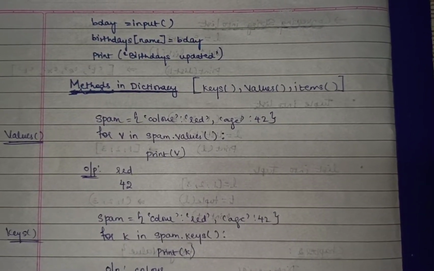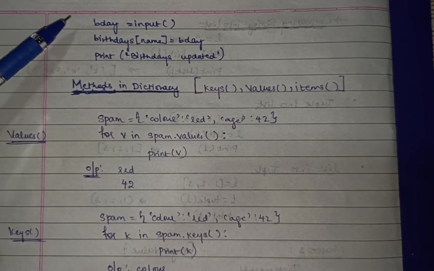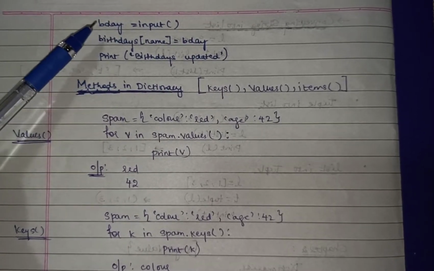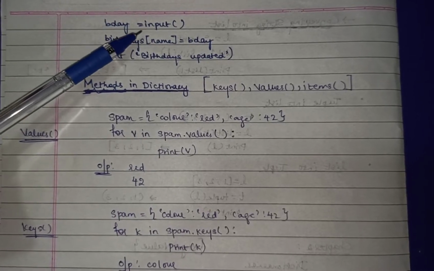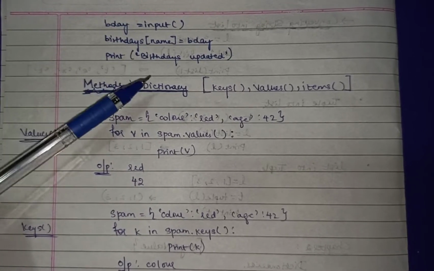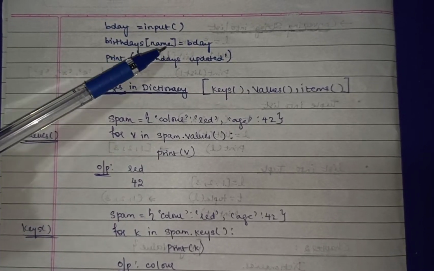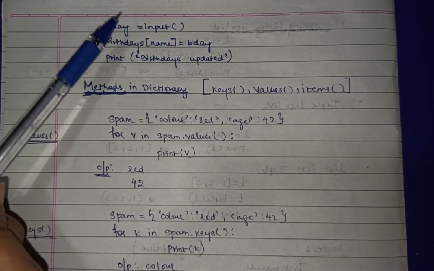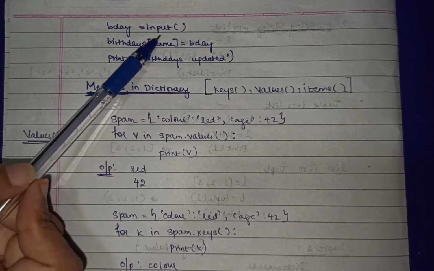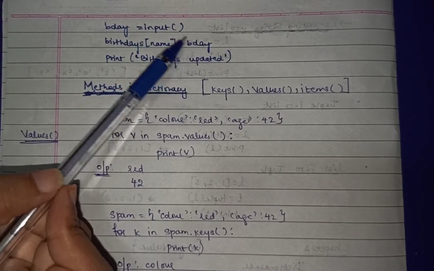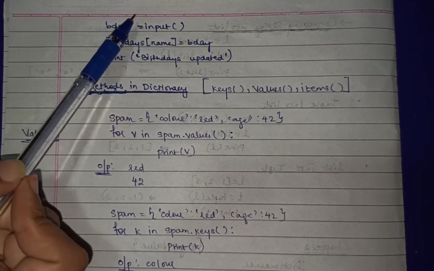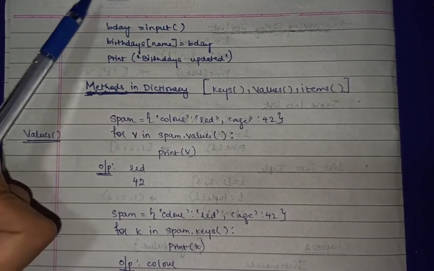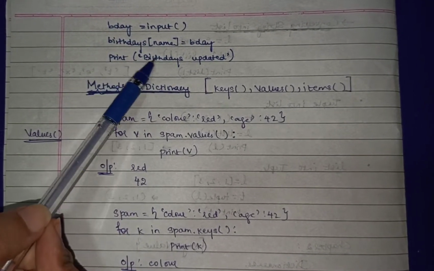Then if the birthday is not present, it will ask the user to enter the birthday, and the birthday is taken from the user, and the name is the one specified during the first input. So the name will be here, and the birthday will be input from the user, and that will be stored back in the dictionary. So it will print birthdays updated. So this is about dictionaries.